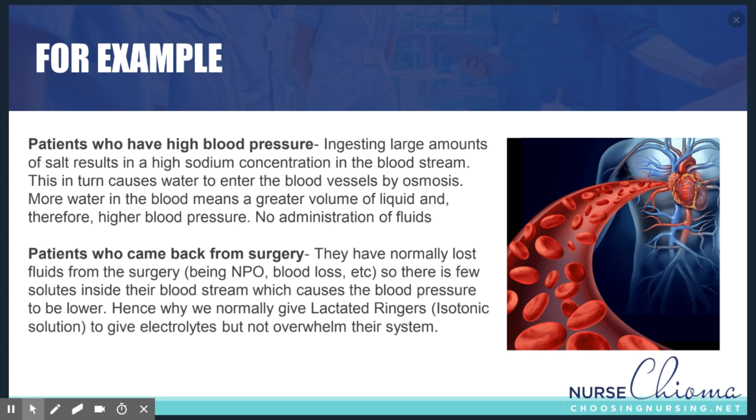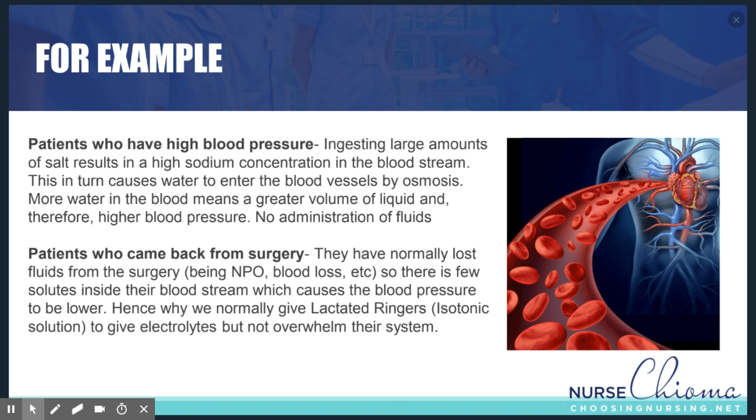For example, patients who have high blood pressure, right? The reason why most patients have high blood pressure is because what? They're taking in a lot of salt, right? They're ingesting large amounts of salt, and this is resulting in high sodium concentration in the bloodstream. Remember, because water likes to travel in the direction of more salt, this in turn is causing water to enter the blood vessels by osmosis. And more water in the blood means a greater volume of liquid and therefore higher blood pressure.